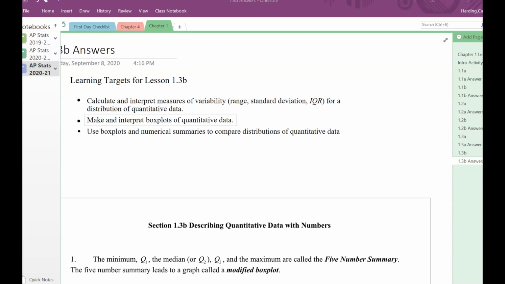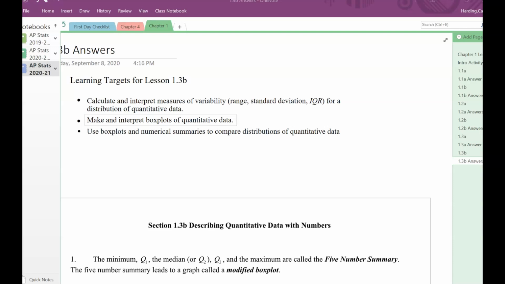I'm here to take you through the final lesson of Chapter 1, Lesson 1.3b. The main highlights of what we're going to hit today: we're going to calculate and interpret measures of variability. We talked about IQR in the last lesson. Today we're going to talk about standard deviation. We're going to make and interpret a box plot. And we're going to use box plots and numerical summaries to compare the distributions of quantitative data.